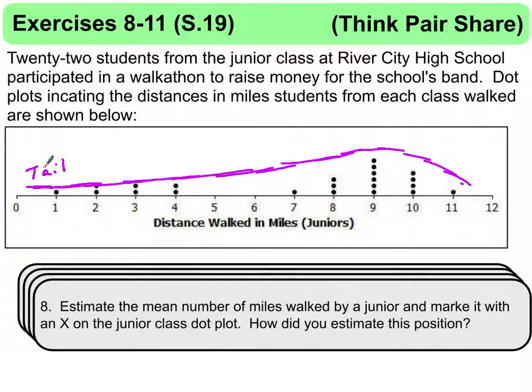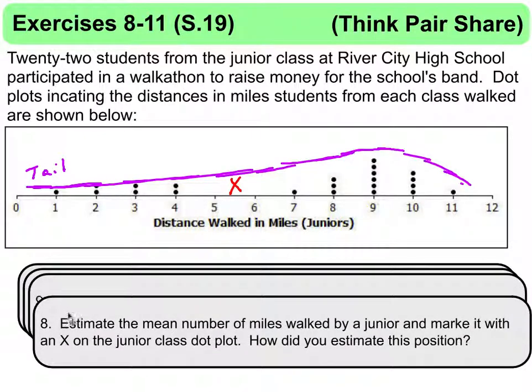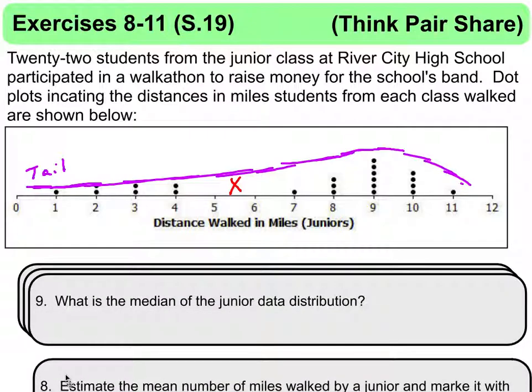It says simply to estimate the mean number of miles walked by a junior and mark it with an X on the junior class dot plot. How did you estimate this position? And so again, answers will vary. Chances are a lot of students will probably put something in this region just because they see that's the middle of the graph, because they saw data on the left and the data on the right. Now, we haven't actually calculated the mean, and right now we're not going to because it's just an estimate. But that gives you an idea of what some students will probably be thinking in the class.